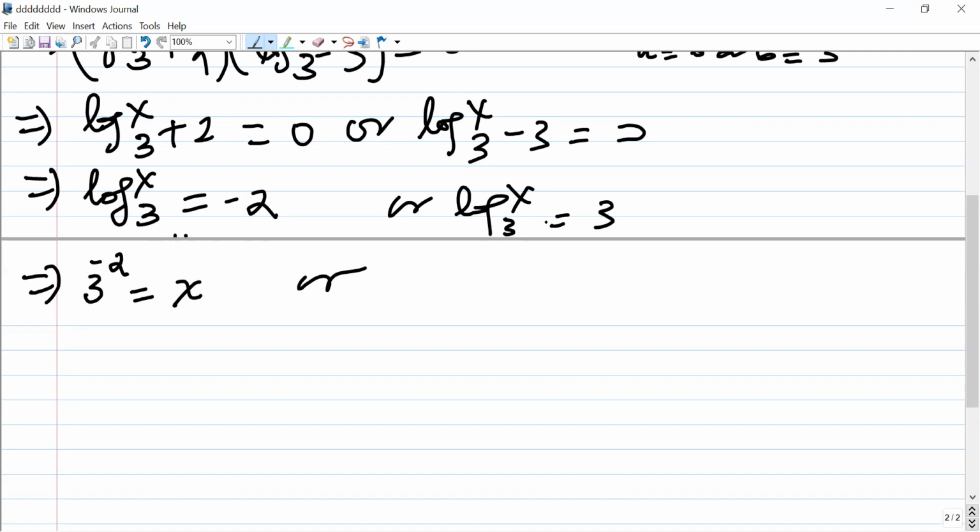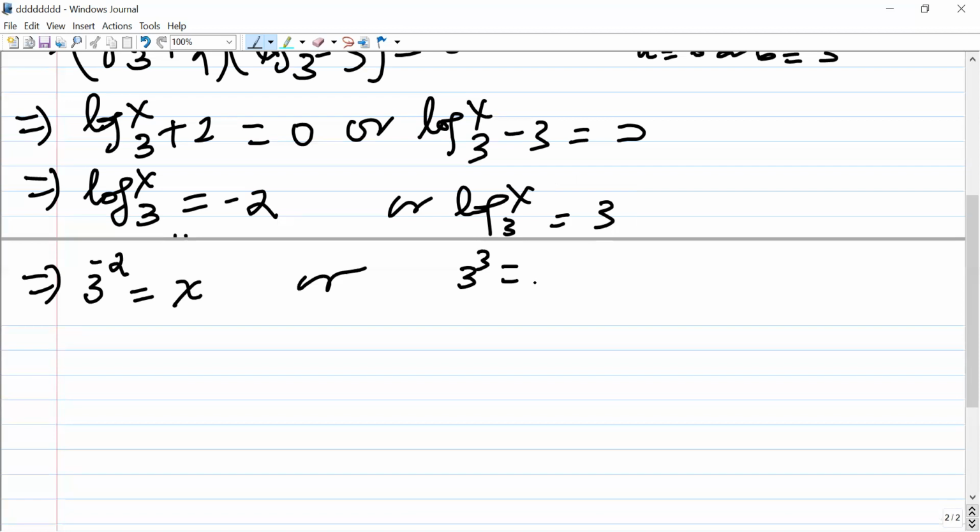We will do the same thing for the other one. We convert this logarithmic equation into an exponential equation. That means 3 to the power of 3: we bring this 3 as the exponent of 3, which is equal to the argument of that logarithm.